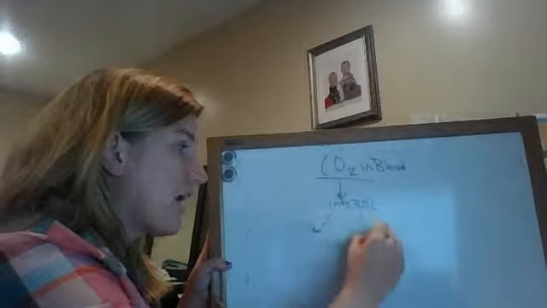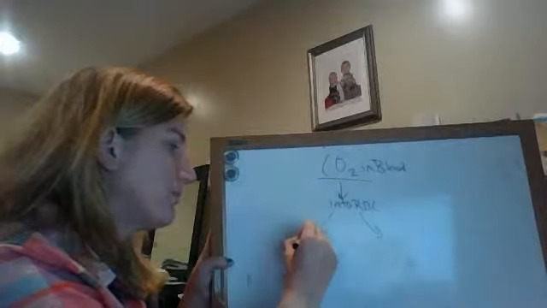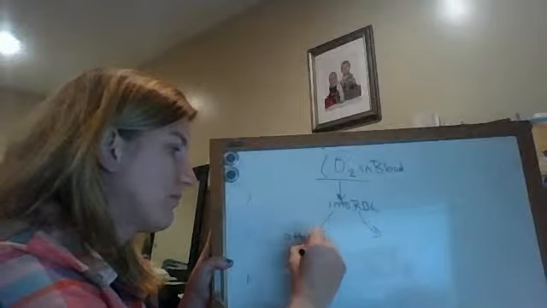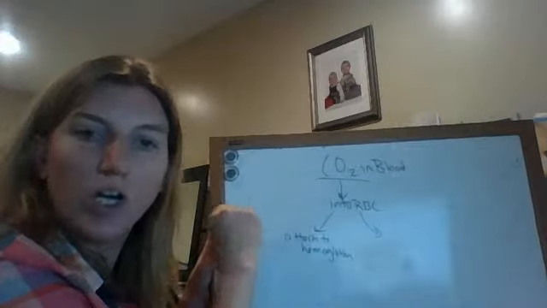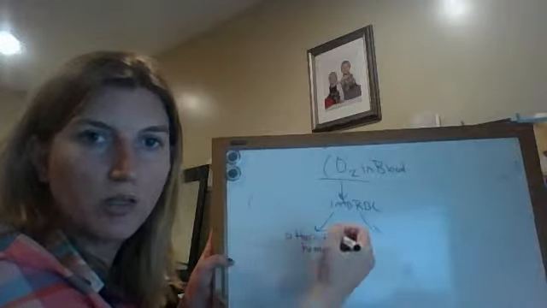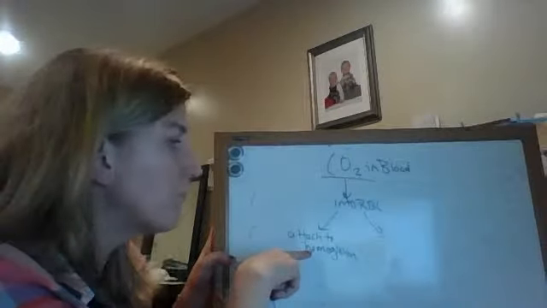There's two things that could happen in that red blood cell. It could attach to hemoglobin, and that's what it's called, carbaminohemoglobin. A really long word, I'm not going to write it out. Carbaminohemoglobin is just when carbon dioxide binds to hemoglobin.